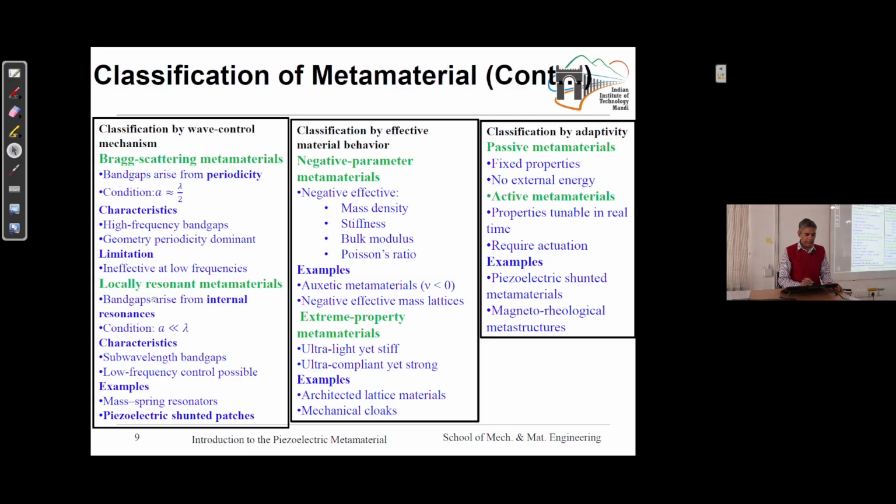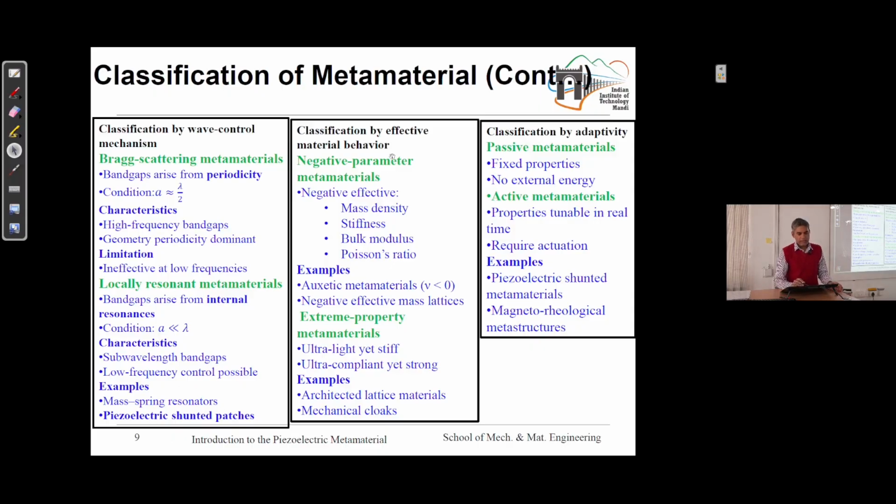Then we use locally resonant metamaterials, and an example of a locally resonant metamaterial is the piezoelectric material. In that case, the size of the piezoelectric meta atom has to be very much less than the wavelength of the wave. This concept is used extensively in aerospace, and of course in mechanical engineering, for structures that are designed for the low frequency domain.